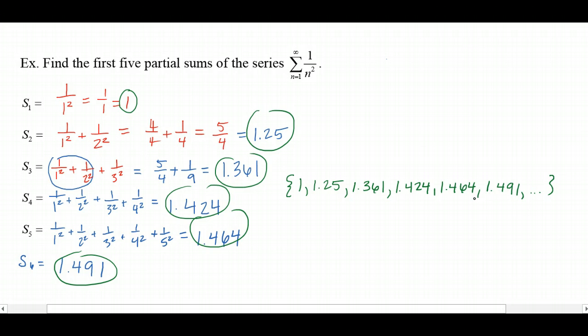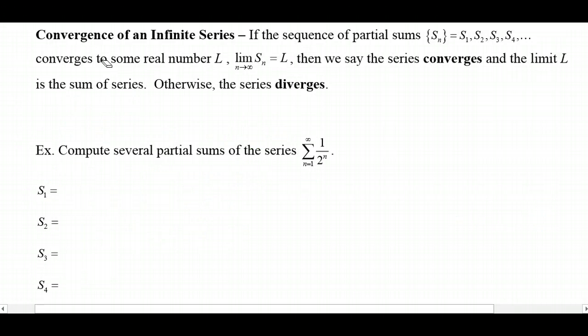So hopefully it looks like to you that this is heading towards 1.5 or 3 over 2. And ultimately, we can't really tell. This is just an educated guess by looking at the sequence. But it is true that this sequence is going to converge to 3 over 2. So that means that this original series converges, and it converges to 3 over 2.